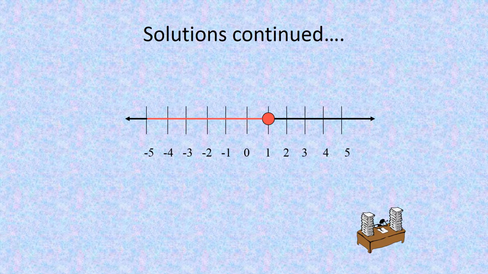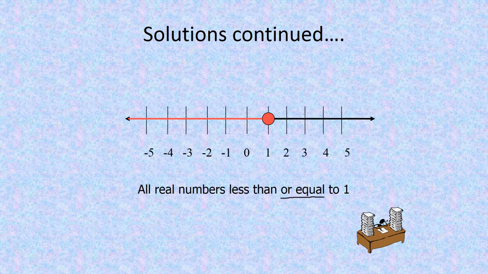A fourth example. What do you notice different from the last example? This one represents all numbers less than or equal to 1, where the other ones didn't say equal to the number that we started with. So our number line is shaded to the left. And this is what the solution set would look like. Needs the variable, needs the inequality symbol, and needs a number.